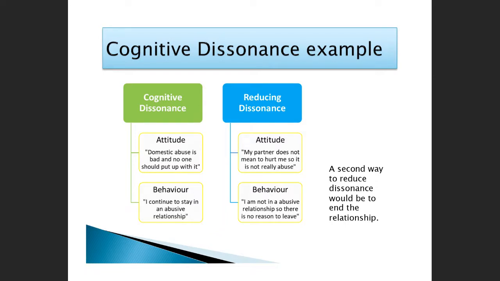So the attitude is that the partner doesn't really mean it, they really do love them, and therefore it justifies staying in an abusive relationship in spite of the fact that they're showing up with bruises. So obviously a second way to reduce the cognitive dissonance would simply be to end the relationship. And of course, it's not always so easy for people.